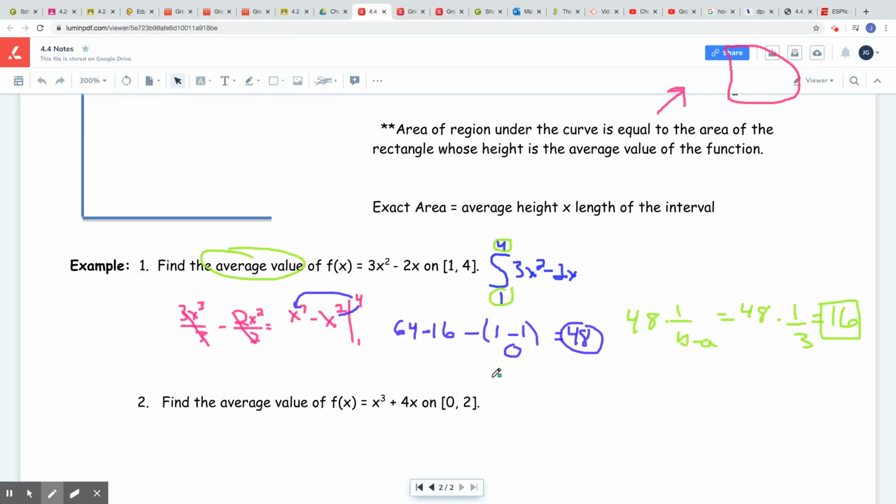All right. So what I want you guys to do is just try this last example. Find the average value of f of x equals x cubed plus 4x on the interval of 0 to 2. And that is going to be your homework. You don't need to submit anything. Just give that problem a try. Next time in class, we'll do a practice sheet with this and go from there.